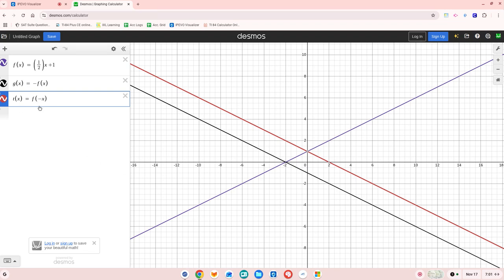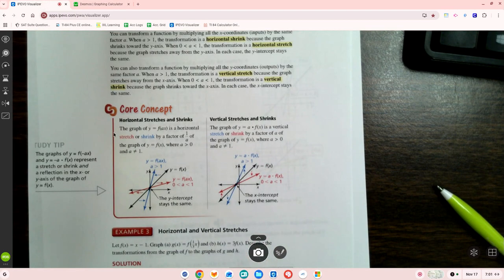Okay, and how can I tell by looking at the statement? Well, there's a negative inside. I know it's got to be a horizontal reflection. Okay, let's keep going, and let's go over stretching and shrinking.